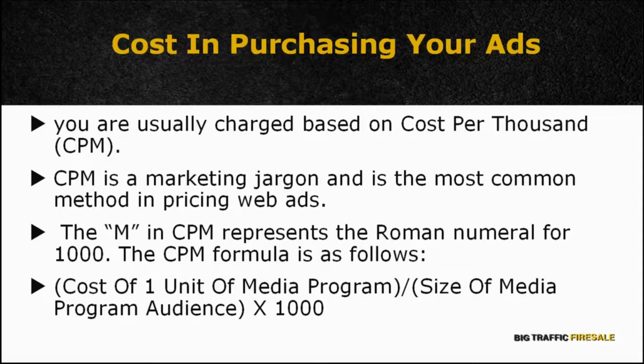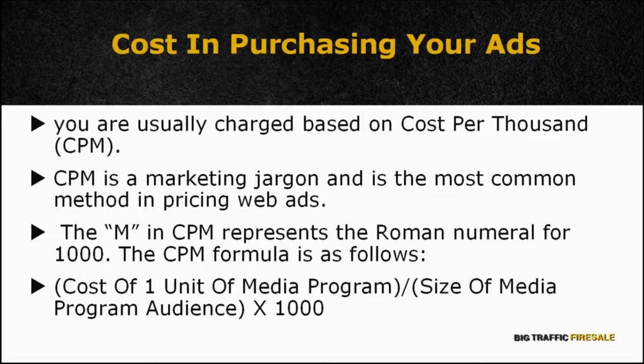First and foremost, let's identify the cost to purchase your solo ads. When purchasing solo ads, you are usually charged based on cost per thousand. That's CPM. CPM is marketing jargon and is the most common method in pricing web ads. It refers to the cost of a media vehicle reaching 1,000 people in audience. Some solo ad sites will charge you based on their fixed rate. For instance, it'll cost you $1,500 to advertise to a mailing list of a specific size.